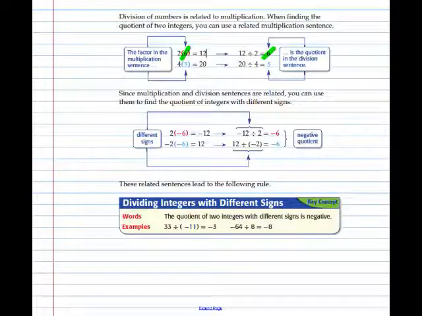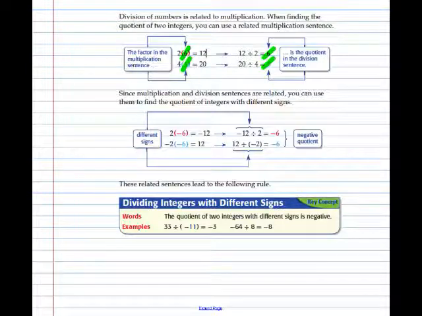4 times 5 equals 20 translates to 20 divided by 4 equals 5. So this factor here becomes the quotient here, because multiplication and division are inverse operations and they undo each other. Since multiplication and division sentences are related, you can use them to find the quotient of integers with different signs. That means one's positive and one's negative.